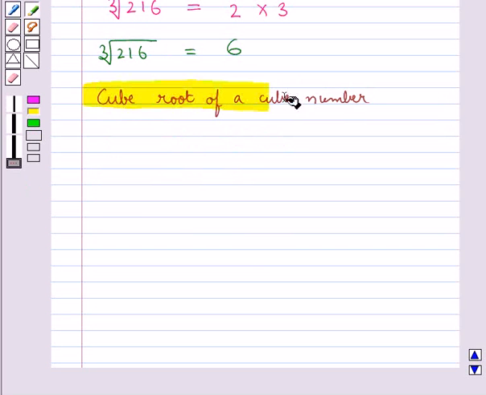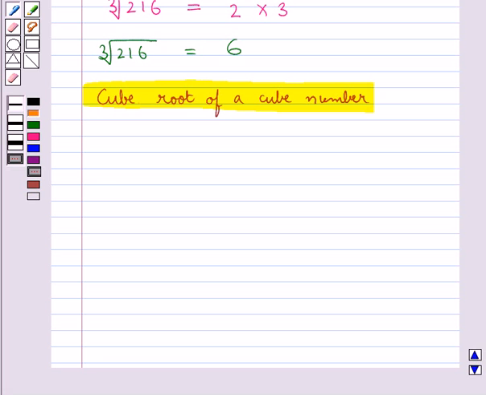Next we have cube root of a cube number. If we know that a given number is a cube number, then we have the following method which we will discuss now. Let's consider the number 175616. Now this is a cube number. Let's try and find out the cube root of this number. Now in the first step, we consider the number and then we make groups of 3 digits starting from the rightmost digit of this number. So we get, this is one group and this is the other group, and as you can see each group is of 3 digits.